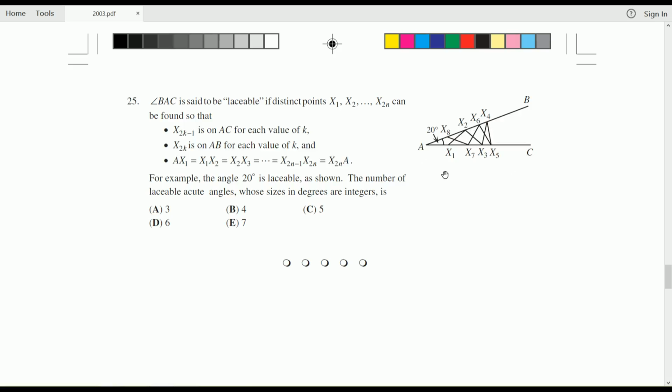The number of laceable acute angles. So we want acute angles, so it's got to be less than 90 degrees. That's fine. Whose sizes in degrees are integers. So nothing like 22.5 or anything like that, and that's something we need to keep in mind. So we're looking specifically for integers, and they have to be acute angles, so nothing bigger than 90 degrees. And we just need to find out that number. Doesn't look like there's going to be that many. 3, 4, 5, 6, or 7 are our possibilities.